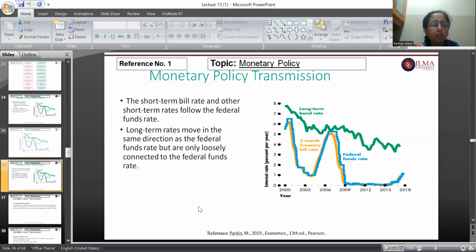Again, the short-term bill rate and other short-term rates follow the federal funds rate. Long-term rates move in the same direction as the federal funds rate, but are only loosely connected to the federal funds rate.